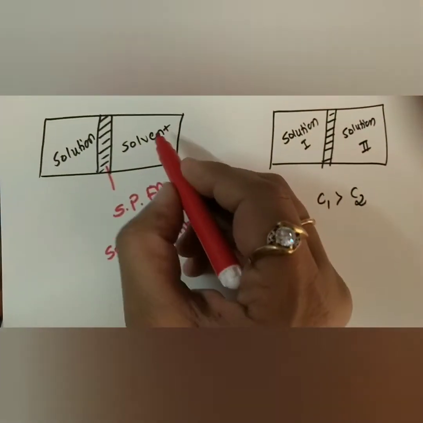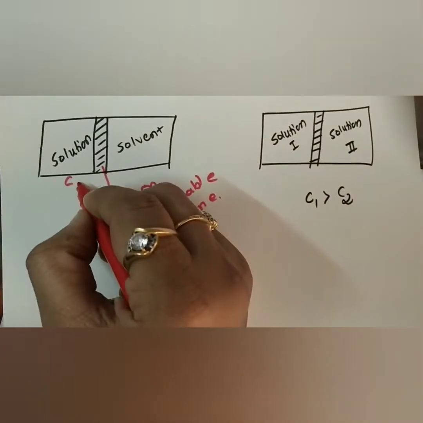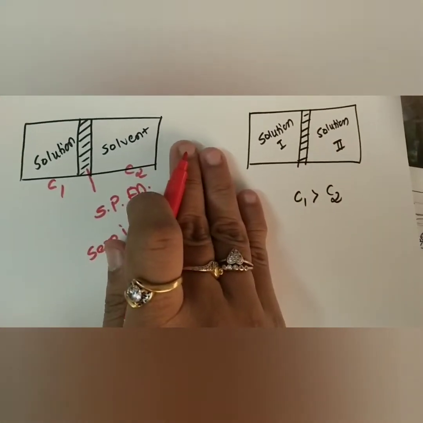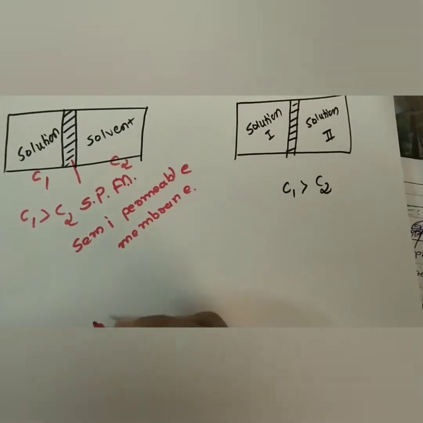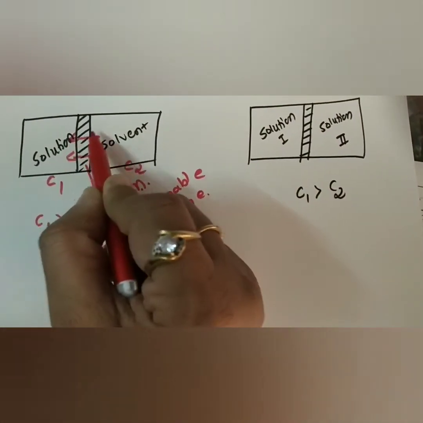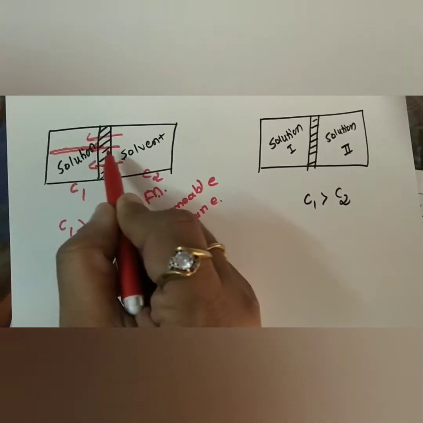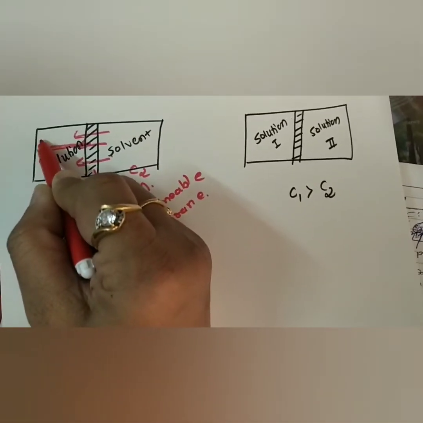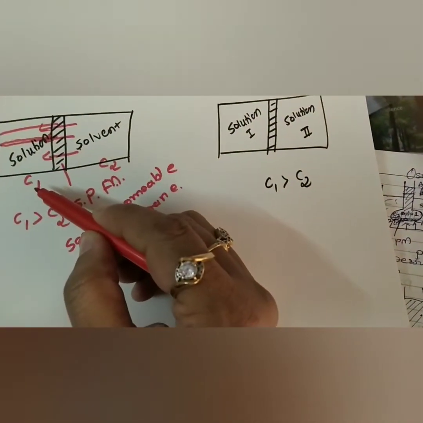Okay, means here solvent has a lower concentration. Let's assume for solution C1 and for solvent C2. Definitely this is only solvent. So solution has a greater concentration than solvent. So solvent molecules can pass through the semi-permeable membrane. Okay, so if a solution has this level, then definitely when solvent molecules pass, this level will rise. Okay, and this solution will get diluted.